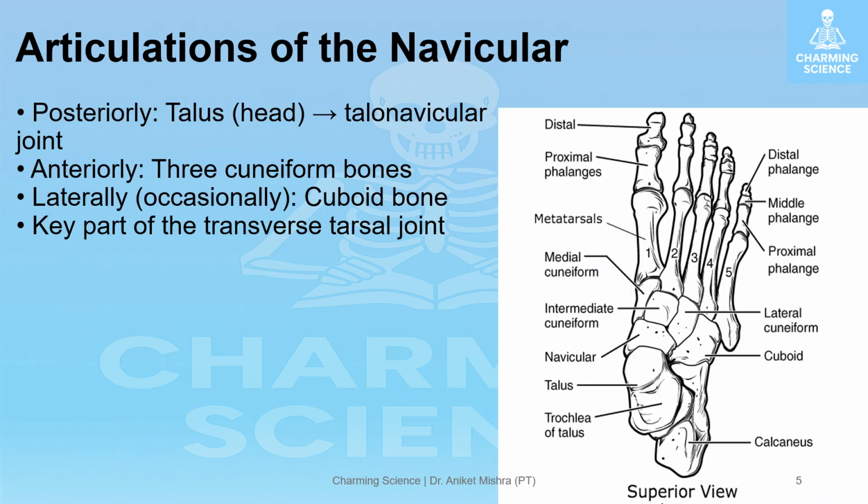Let's now look at the articulation of the navicular bone and understand how it's connected with the other bones. The navicular bone articulates with a total of 5 bones, and sometimes in some individuals it can articulate with 6.